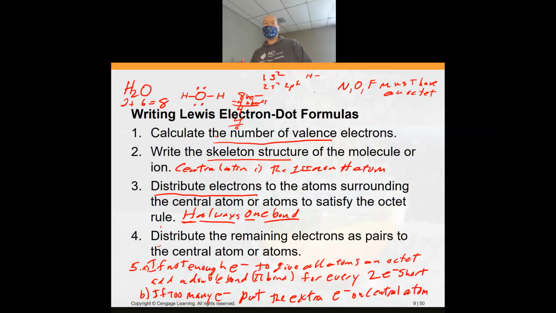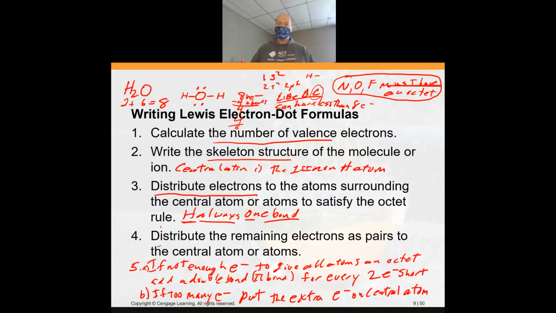Now, carbon, boron, beryllium, and lithium can have less than 8 electrons. Your lithium will never have an octet. It'll always be less. Beryllium, again, if it has an octet, it's going to have a lot of charges. Boron usually doesn't have an octet. Now, carbon normally does have an octet. It doesn't have to have an octet, but it normally has an octet.